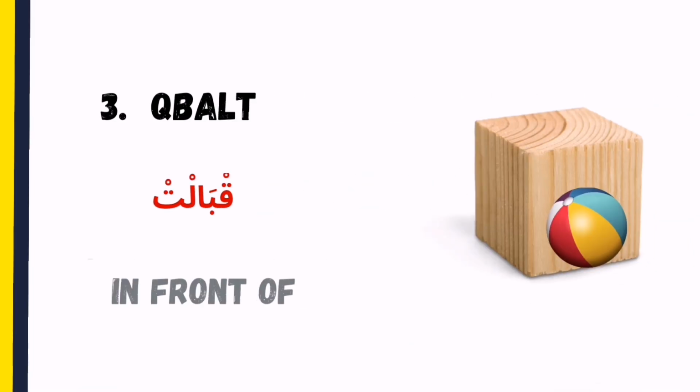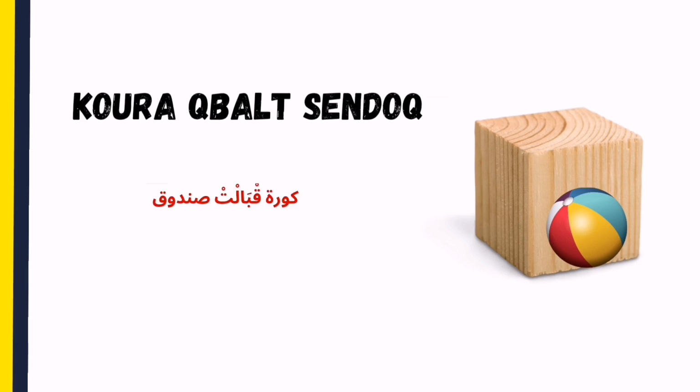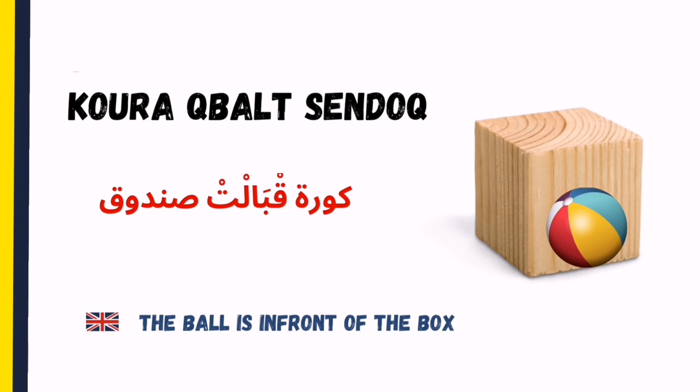Number 3 is قبلت. قبلت, which means in front of. For example, كرة قبلت صندوق. Again, كرة قبلت صندوق. The ball is in front of the box.